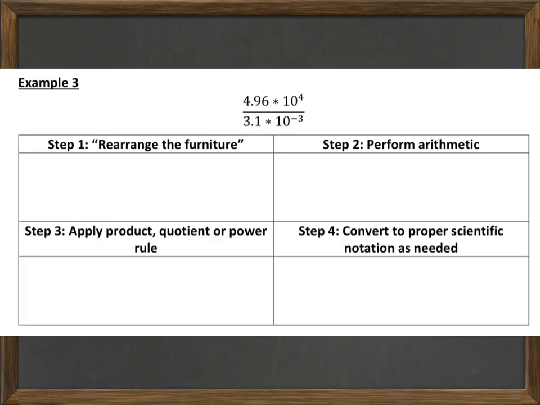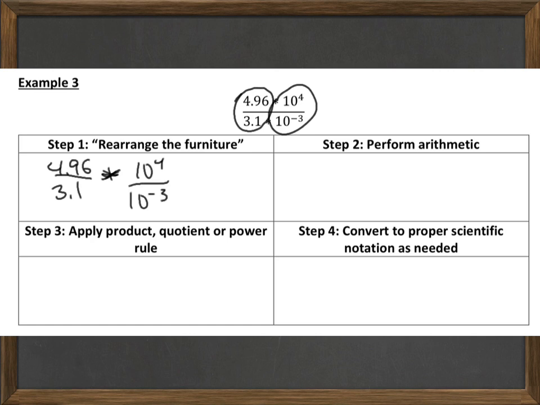Now this time we're going to do an example with division. The nice thing about division is it's kind of already visually sorted for us. The mantissas are together already, and the powers of 10 are together already. So we don't really have to rearrange the furniture. We don't have to do much work on this first step. But if you want to, you can just transcribe the problem. It's up to you.